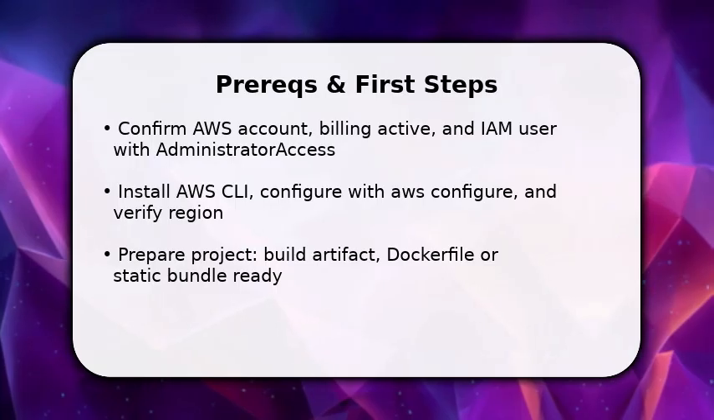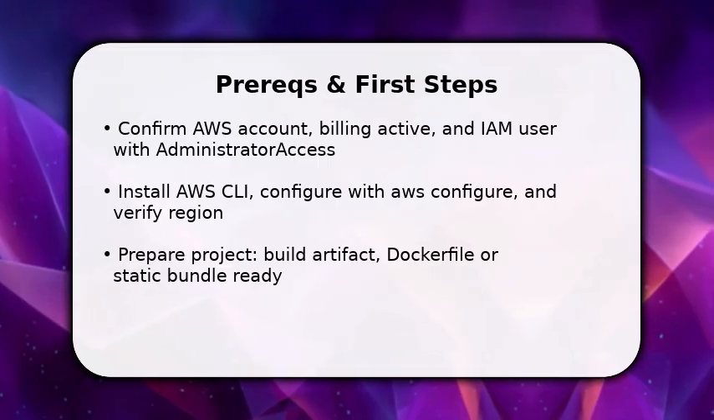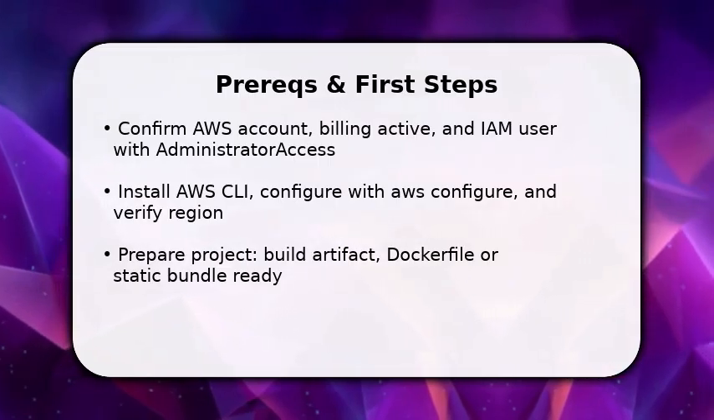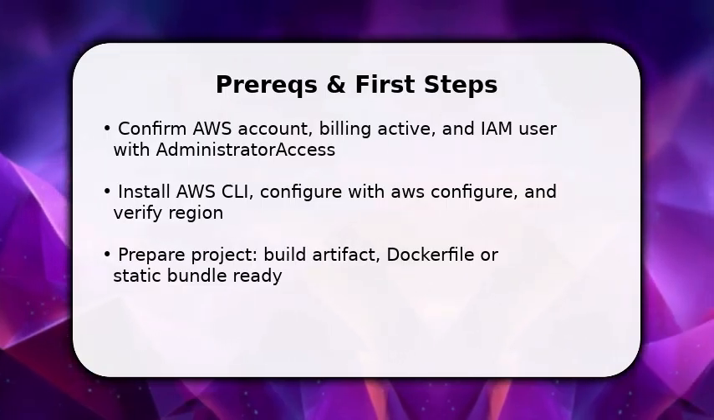Prepare your artifact now: build your app, create a Dockerfile if containerizing, or generate a static bundle. Once done, test locally. Make sure the app runs so deployment errors are about AWS, not your code.